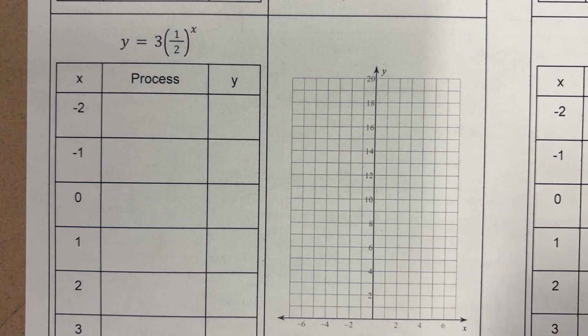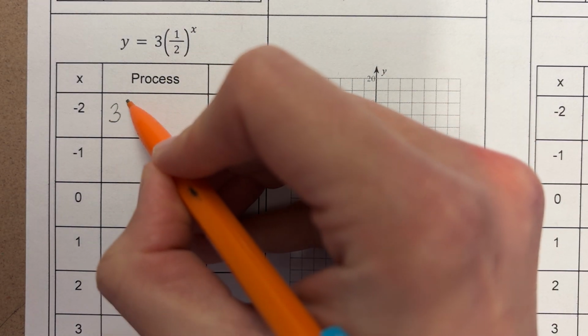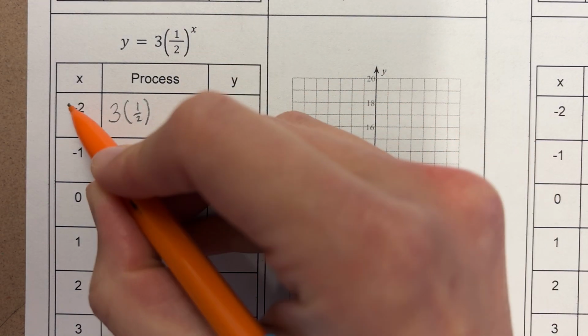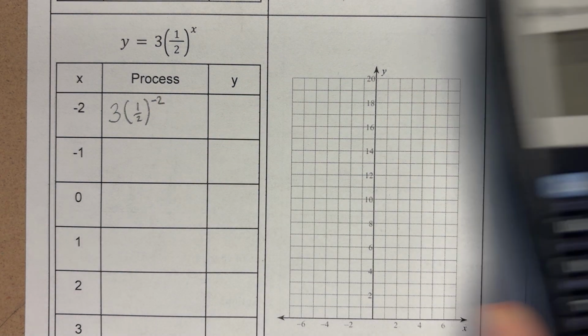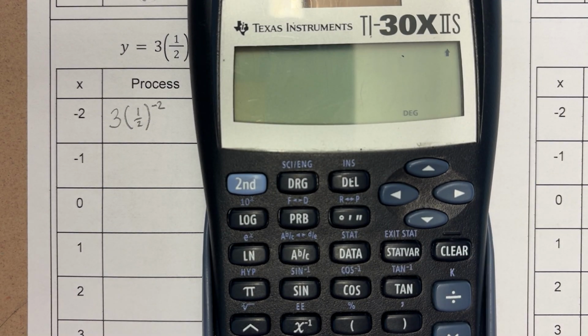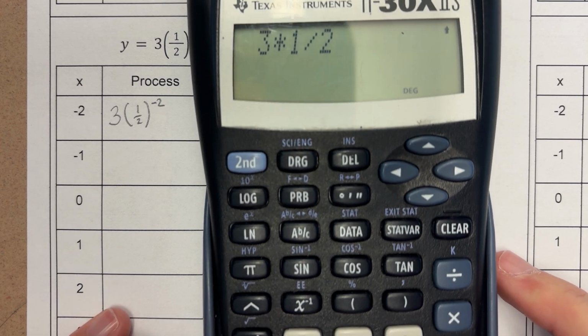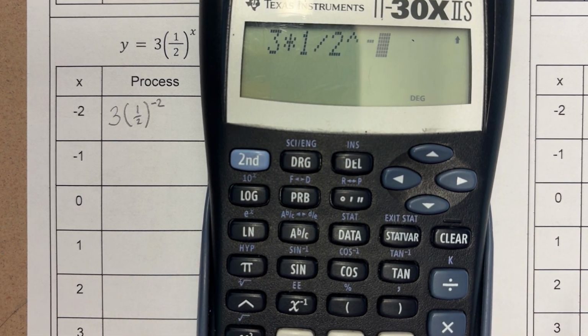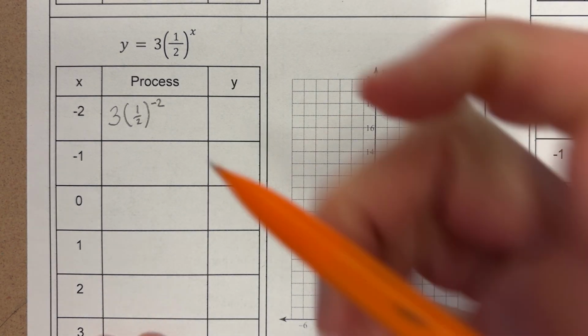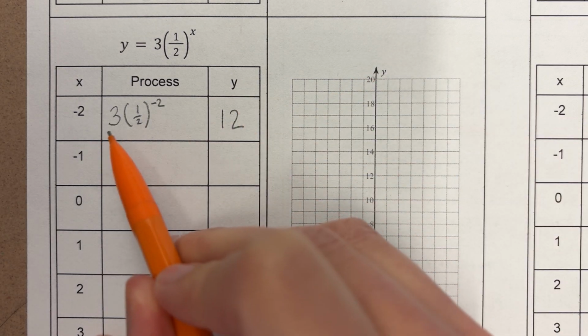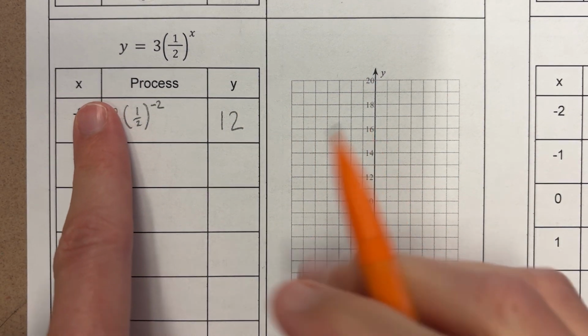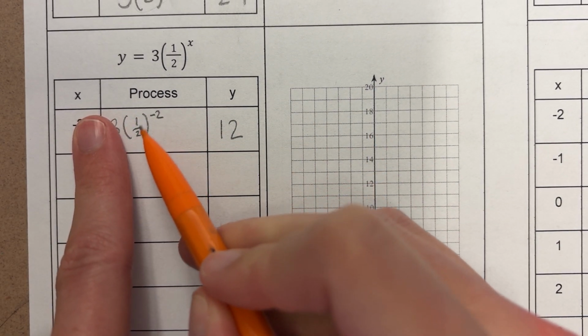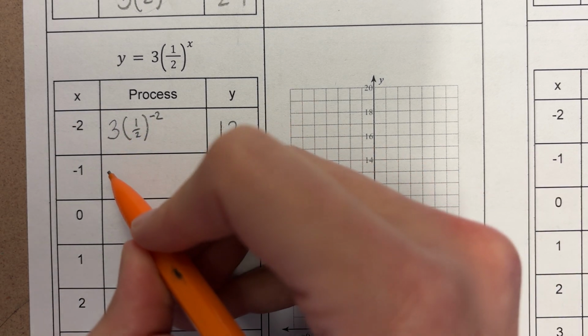Let's do another one. Okay. This is 3 times 1/2 to the power of negative 2. I'm going to do the whole thing in my calculator. Look, 3 times 1/2 is 1 divided by 2 to the power of, that's this button, negative 2. 12, okay? Now look, that makes sense. This 1/2 to the negative 2, the negative flips it over, and then it's 2 to the power of 2. That's 4. This is 3 times 4, okay?